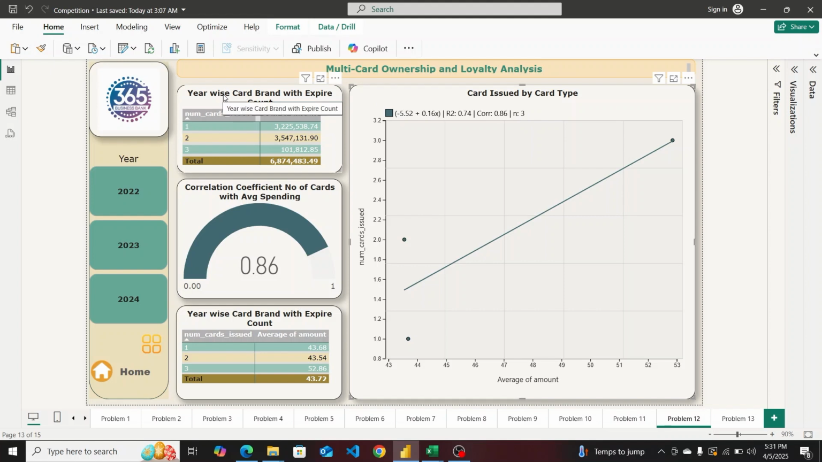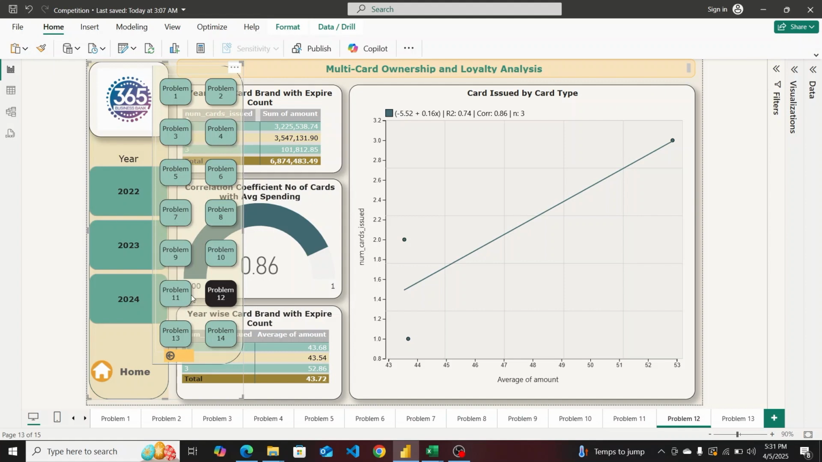This matrix shows the year-wise card brand with expire count, and this is the correlation coefficient, number of cards with average spending, year-wise card brand with expire count. This is sum of amount, this is average amount. So let's have a view of the next problem.